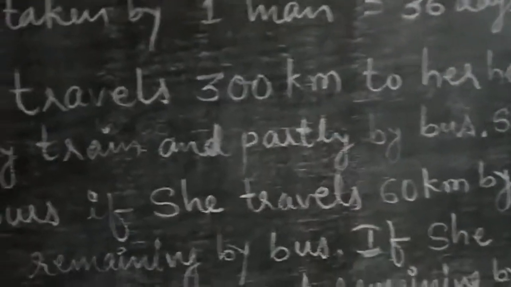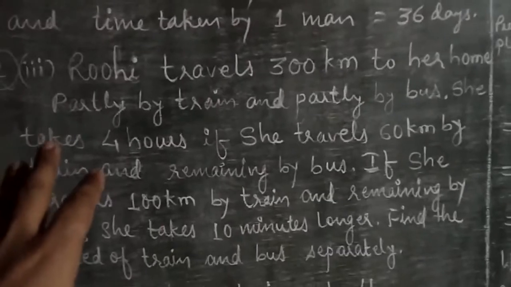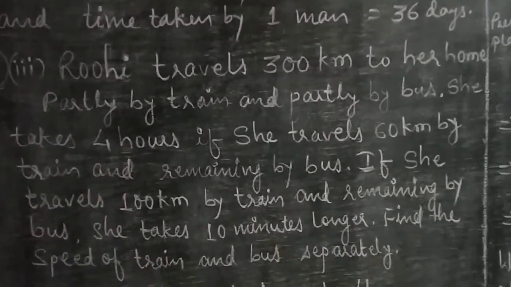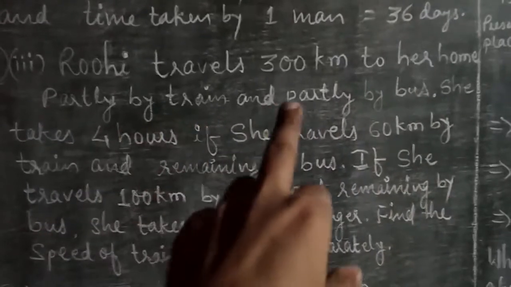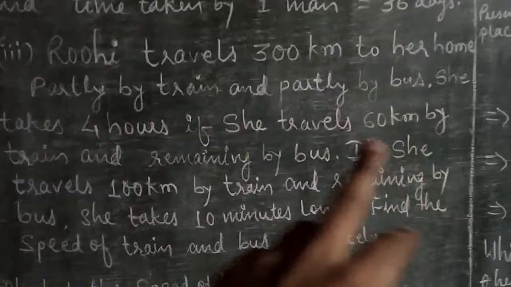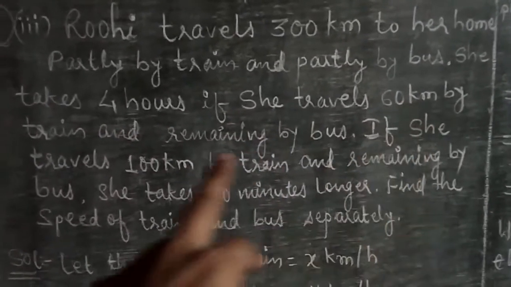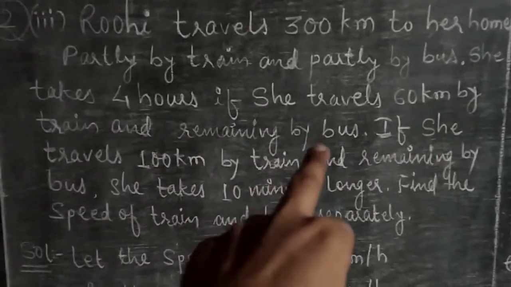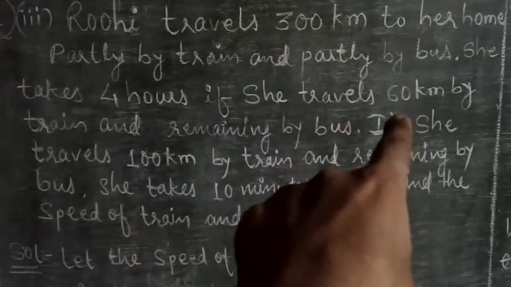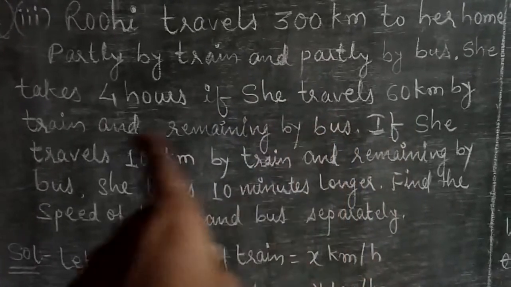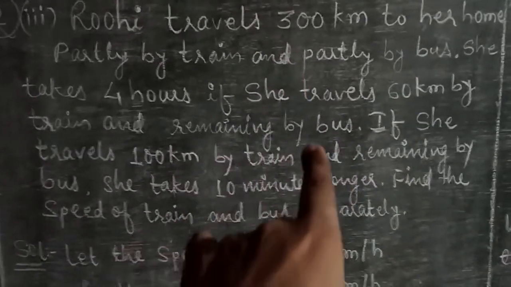Got it? Now we'll take the last question of this exercise, that is the third part of question 2. Ruhi travels 300 km to her home, partly by train and partly by bus. She takes 4 hours if she travels 60 km by train and the remaining by bus. Here the total distance is 300 km. So first 60 km is travelled by train, and the remaining, that is 300 minus 60, which is 240 km, by bus.